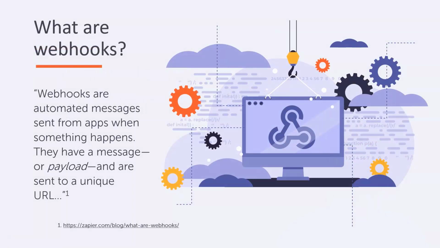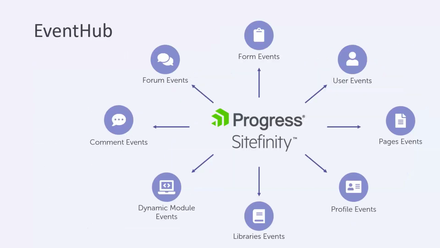Webhooks are automated messages sent from apps when something happens. And the message has a payload and it's sent to a unique or specific URL. In our case, the app that's generating the message is going to be Sitefinity. And when some event happens, a message will be sent, and that message contains JSON data, and it will be sent to some other unique URL. In our case, it's going to be a URL controlled by Zapier.